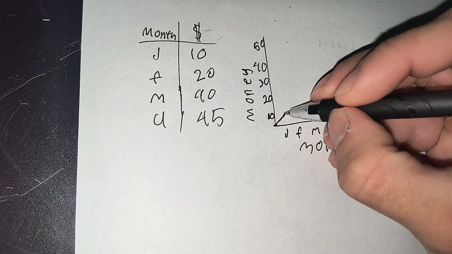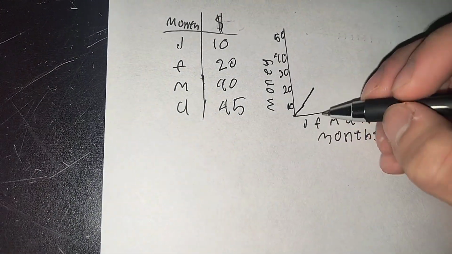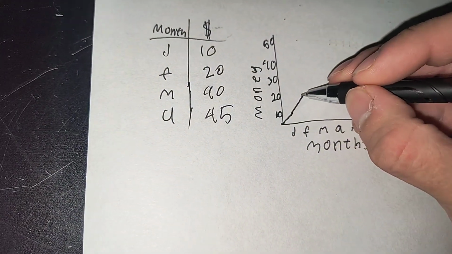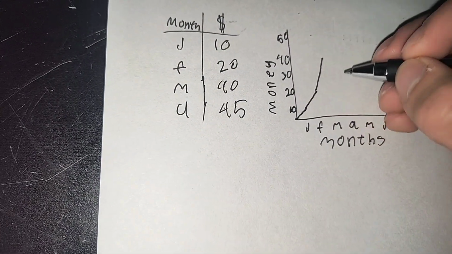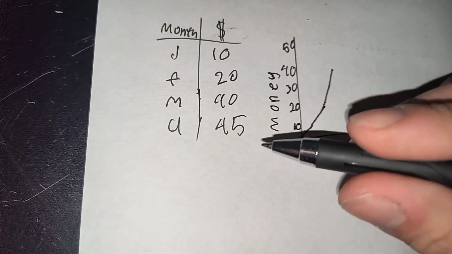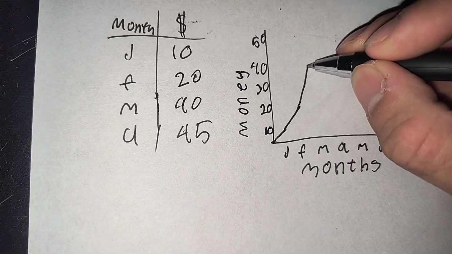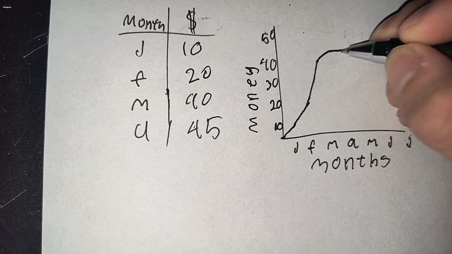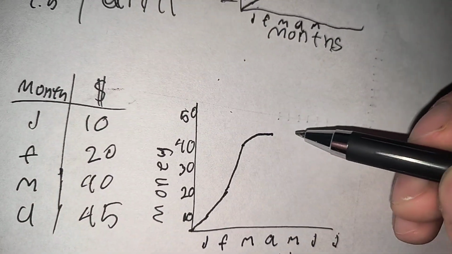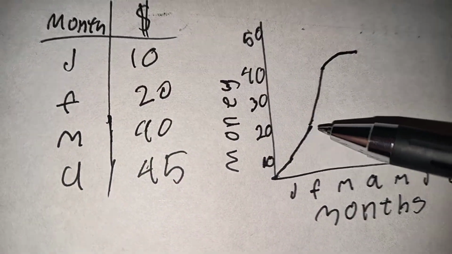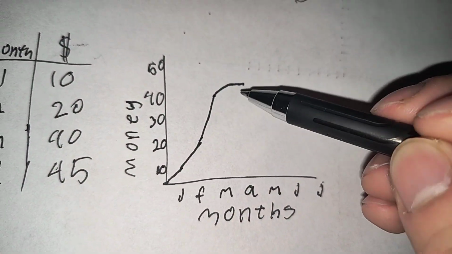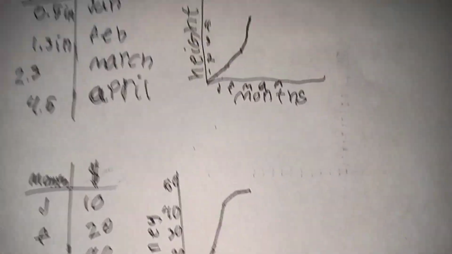So January you had $10. In February you had $20. In March you had $40. In April you had $45. There we go. And that's how it would be. You could chart it over time. See, you started off real strong, and then you sort of plateaued towards April.